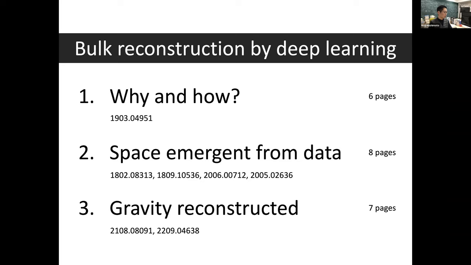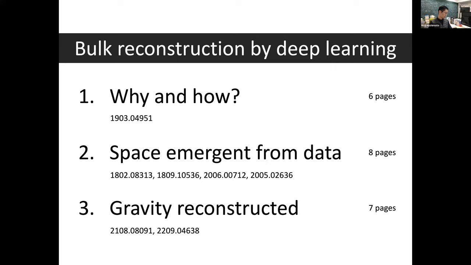In section two, we can find a holographic spacetime emergent from the data, which is QCD lattice data. As you know, we hope to find a nice holographic model which reproduces QCD data, for example. To find such a model is very difficult, so I'd like to make use of machine learning as a help to find a good holographic model for us. That's section two.